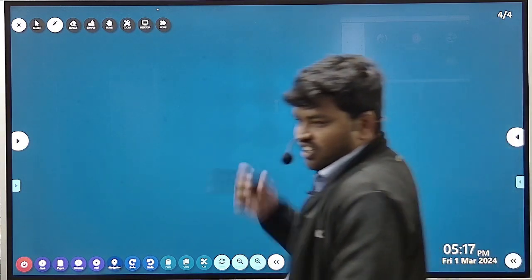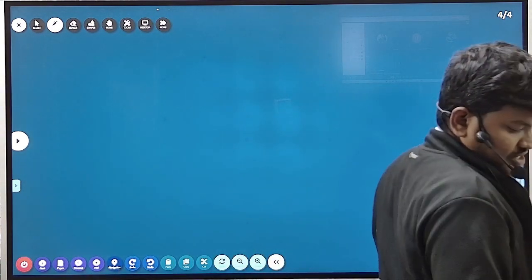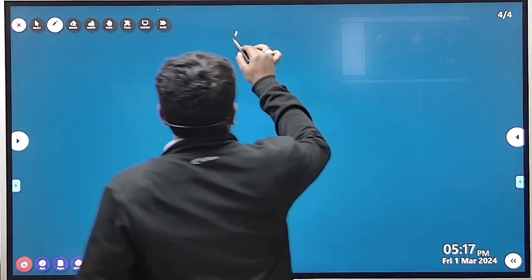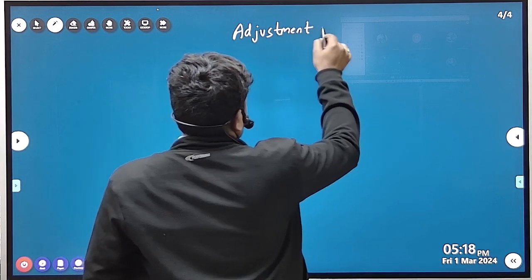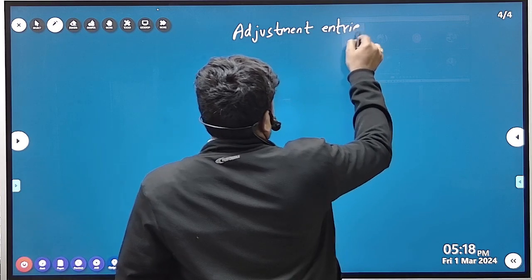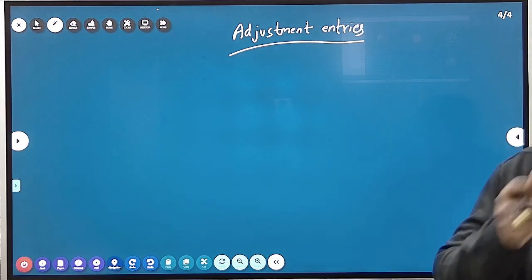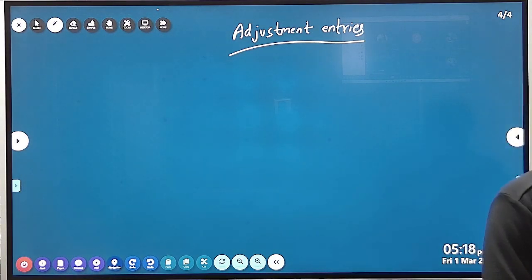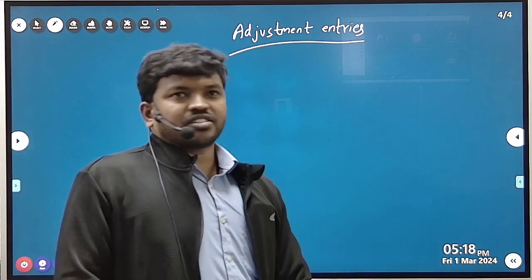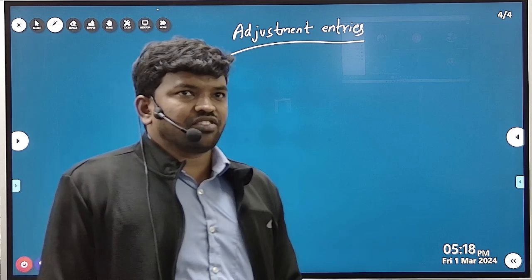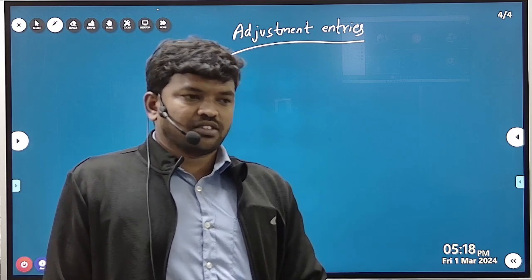Till yesterday we are done with the depreciation part. Today we are going to see these adjustment entries. What are adjustment entries? Adjustment entries are basically passed at the end of the year, to adjust the accounts.